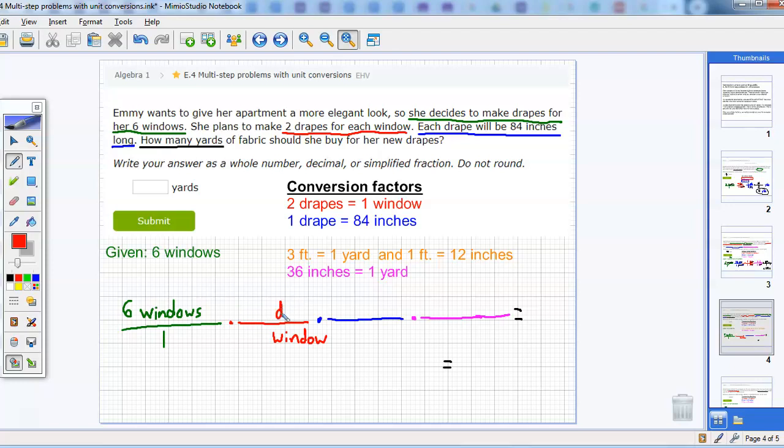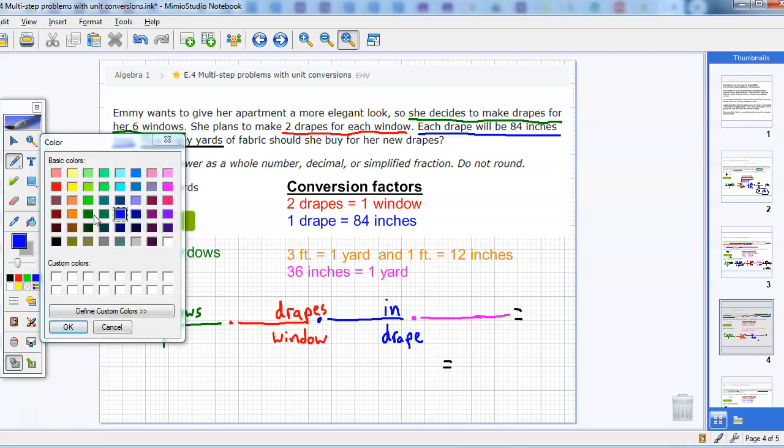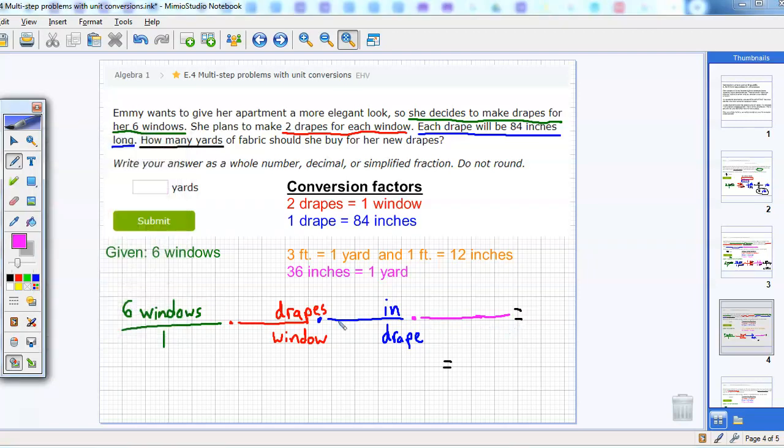And so then we have drape on top, or drapes rather. And that'll convert us to drapes. And then if I want to cancel drapes or drape, I would need to put it diagonal, and that will convert to inches. And then if I wanted to cancel inches, I would need to put it diagonal, so I will cancel inches and convert to yards or yard. All right, so you notice that I went ahead and filled in the numbers there.